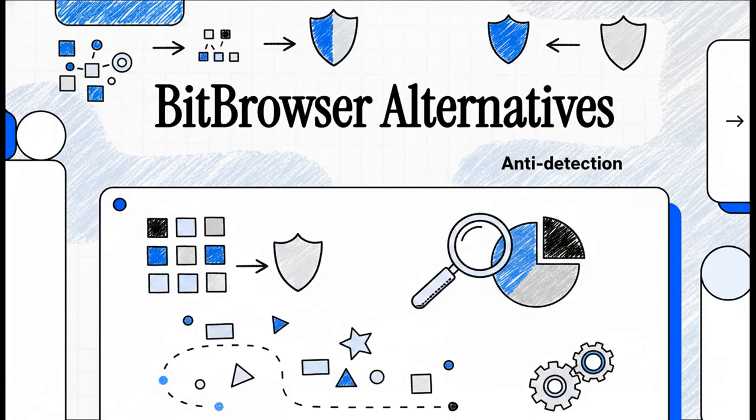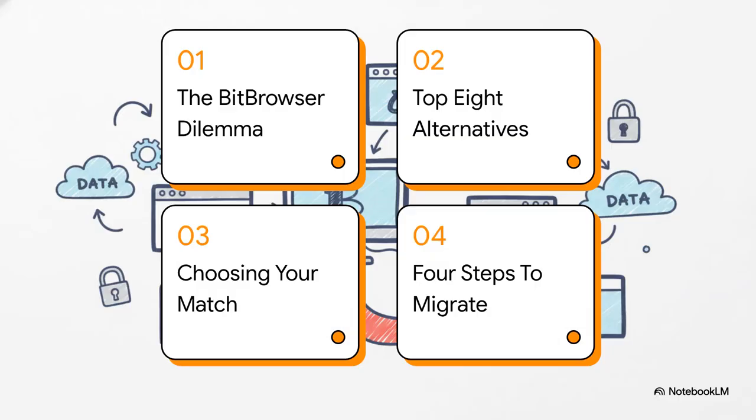We're going to break down the data, map out the whole landscape, and guide you to the perfect multi-account management tool for your exact workflow. Okay, let's dive straight into this. Here's our roadmap. First, we'll examine exactly why users are leaving BitBrowser, then we'll compare 8 top alternatives, help you choose your ideal match, and finally, map out a foolproof 4-step migration plan.